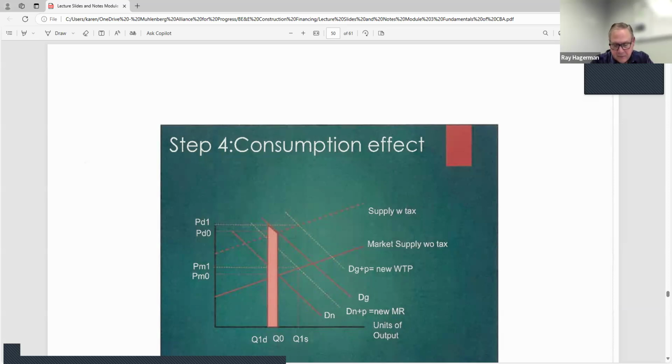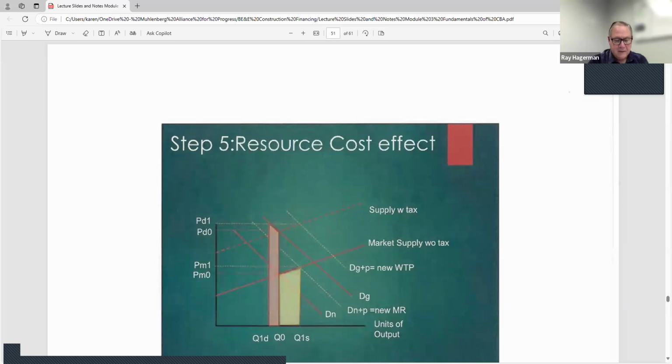So the cutback in consumption by other buyers, which Harberger calls the consumption effect, is where the new demand price of PD1 that you see on the chart intersects the original willingness to pay or demand curve DG. So that drop in consumption by other buyers at that point, QD1, on the horizontal axis is what we refer to as a consumption effect.